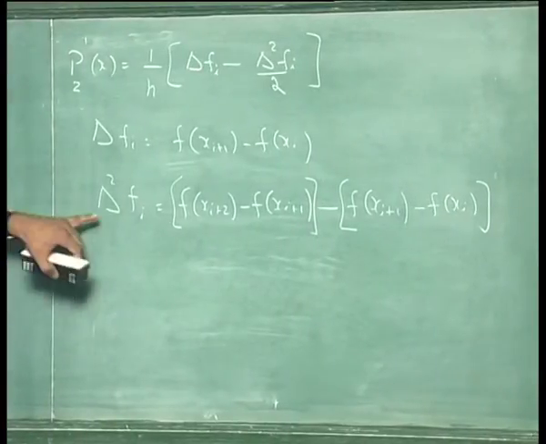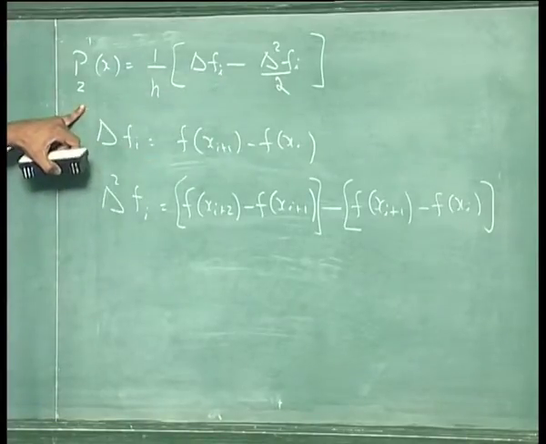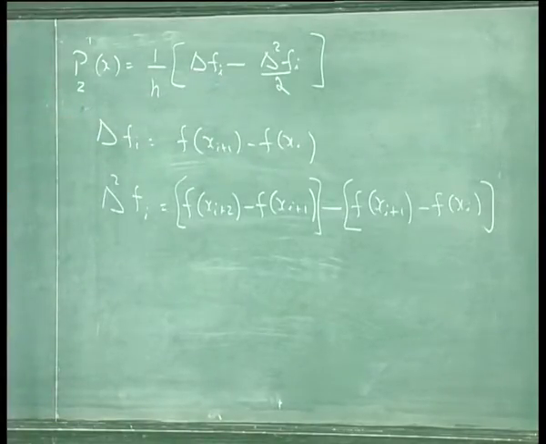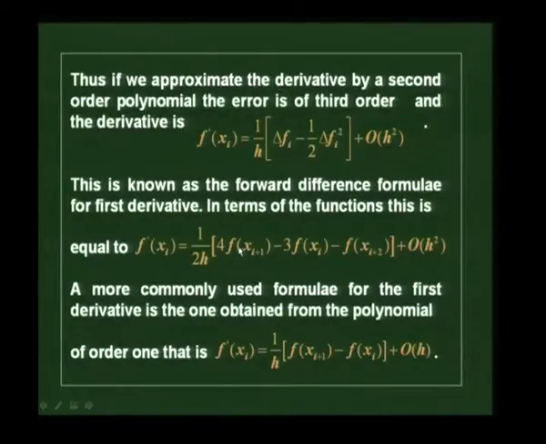Okay, so I can substitute these things into this equation and then write p2 prime of x in the form given here. I can substitute for del phi 2 and del phi, and then I will get it as 1 over 2h times 4 f of xi plus 1 minus 3 f of xi minus f of xi plus 2, and I have an order of h square error in this.